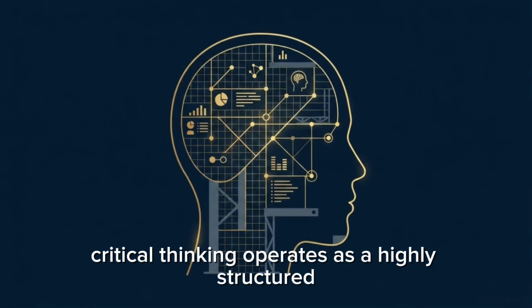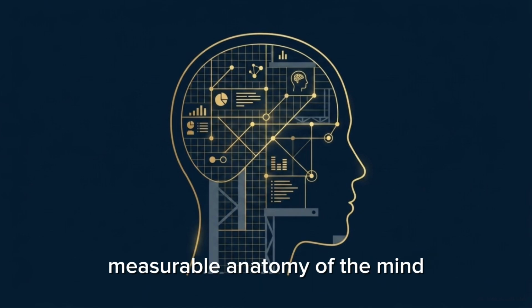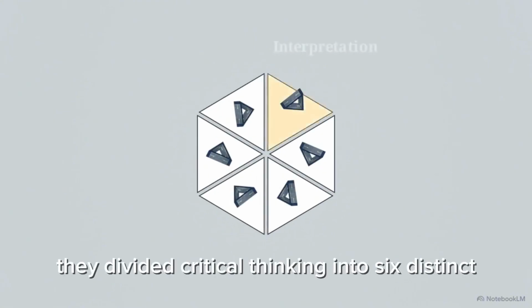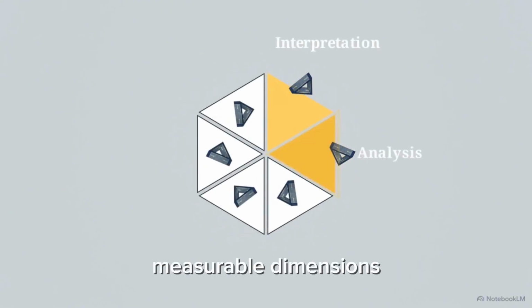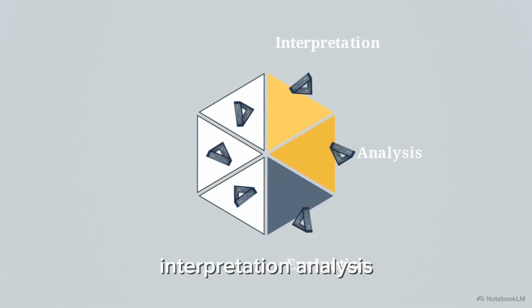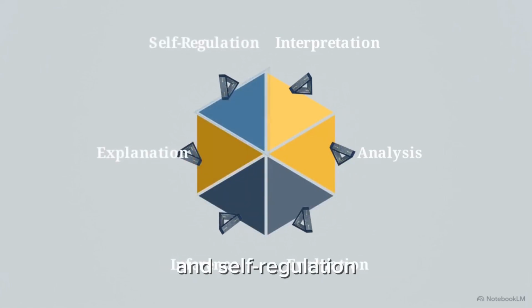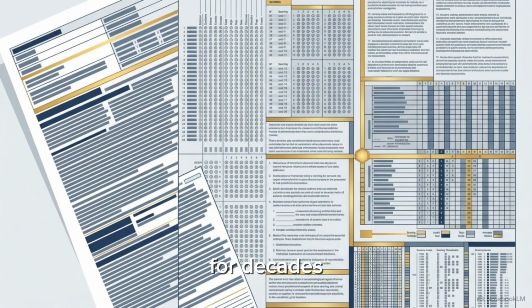Critical thinking operates as a highly structured, measurable anatomy of the mind. In 1990, the APA's Delphi report provided a universally accepted blueprint for this anatomy. They divided critical thinking into 6 distinct measurable dimensions: interpretation, analysis, evaluation, inference, explanation, and self-regulation. For decades, mapping all 6 of these dimensions across an entire school or enterprise was prohibitively expensive and far too abstract to execute at scale.